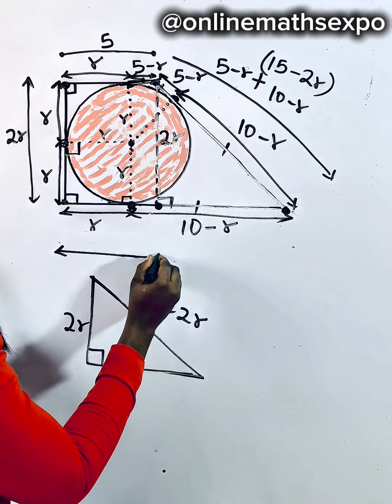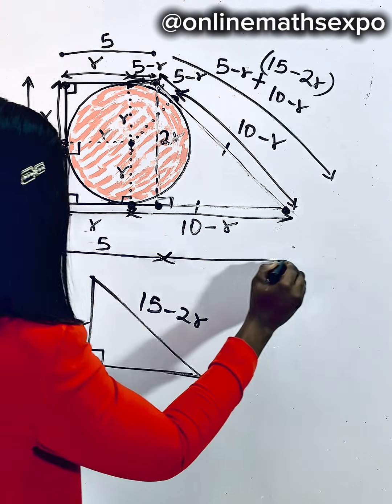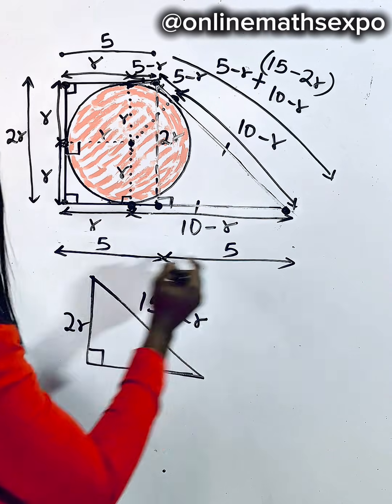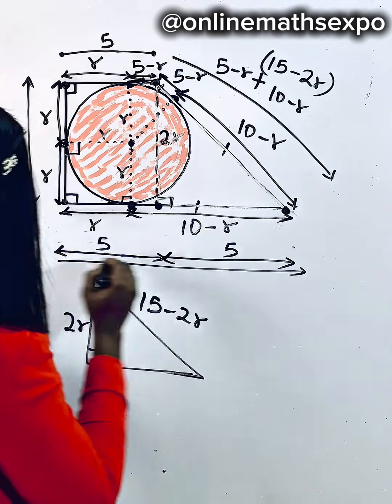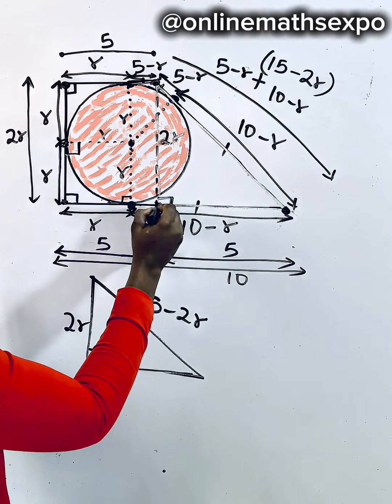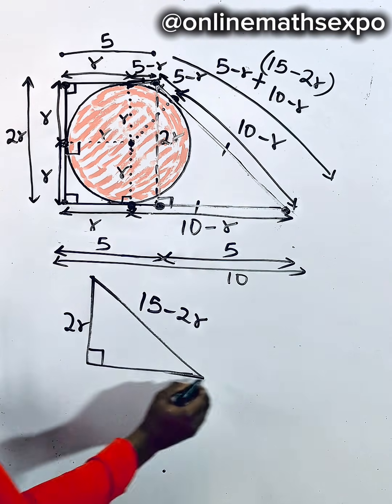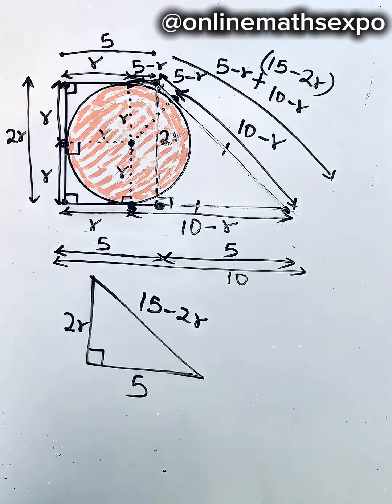From this end to this end also measures 5 units. In that case, here will also measure 5 units, so that when you add the total length, it gives you back your 10 units. We've not changed anything. And we are looking for this line. This length is what gives us 5 units. So it means that the base here is going to be 5 units.